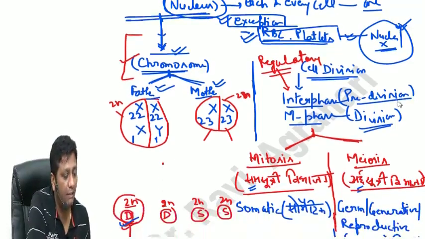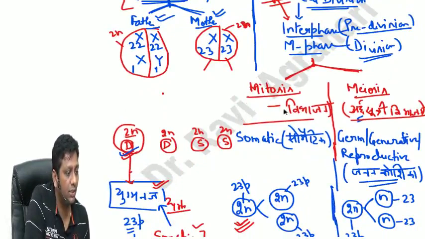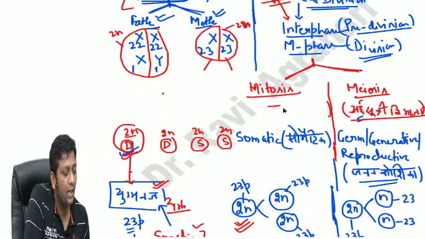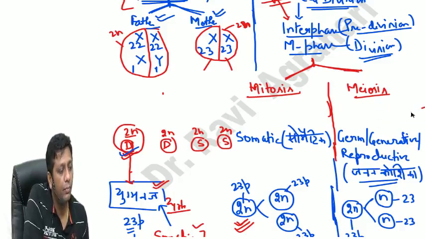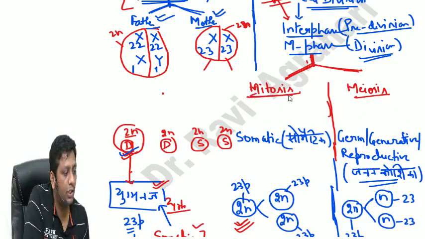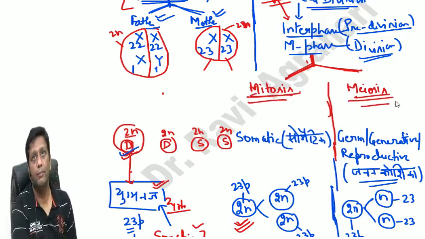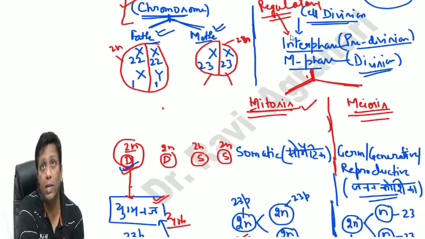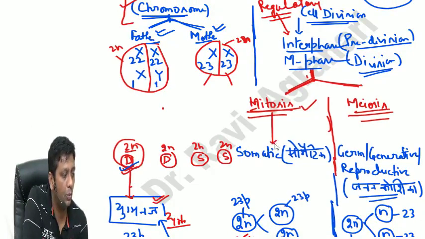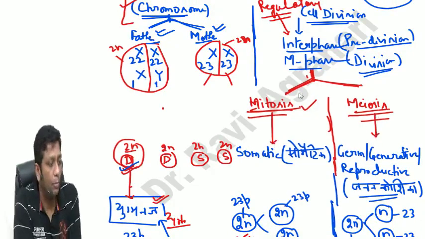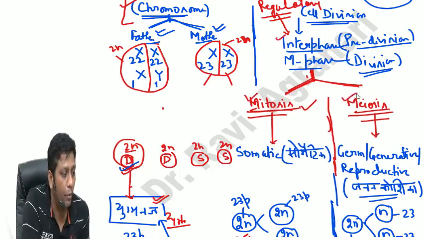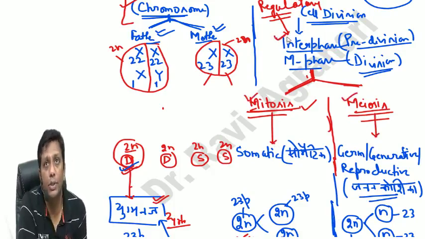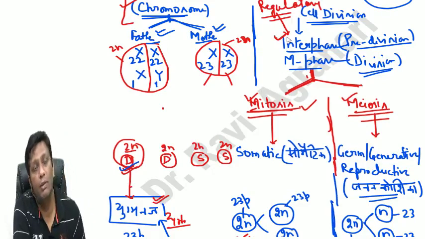So in the M phase, here you can see there are 2 types of division. What will come here in the M phase? The division. One is mitosis division, and the other is meiosis division. And before both mitosis and meiosis there is an interphase. You remember, don't be confused, guys. Before mitosis there is an interphase, before meiosis there is an interphase. So before both divisions there is an interphase, you never forget.